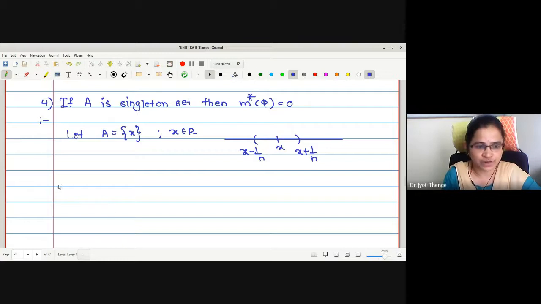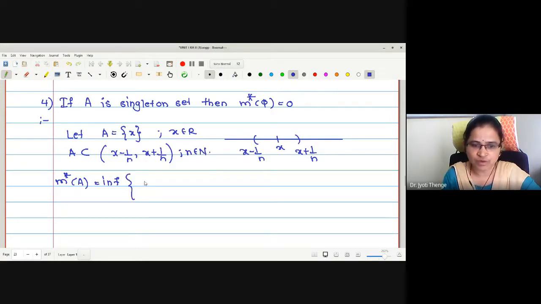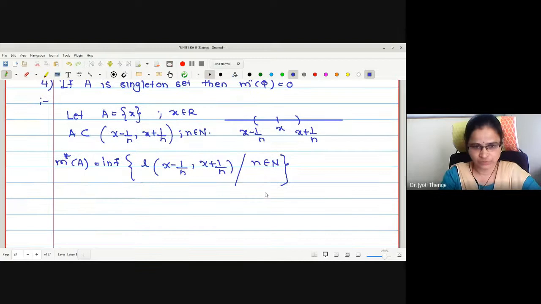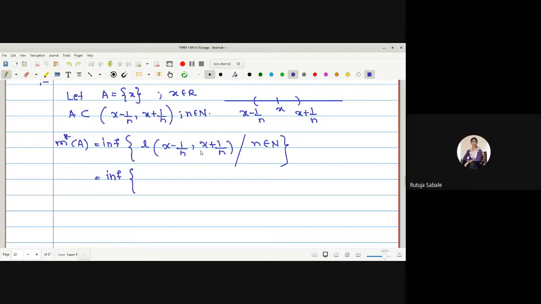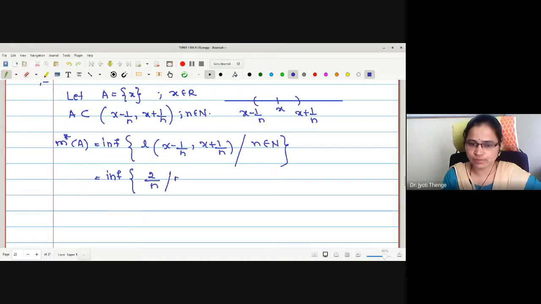Therefore, let us use the definition again. Therefore m star of A is the infimum of the sum, where A is contained in (x minus 1 by n, x plus 1 by n) for n a natural number. Therefore, this is the infimum of the length of (x minus 1 by n, x plus 1 by n), for n in N. Now, what is the length of this interval again? It is 2 by n.